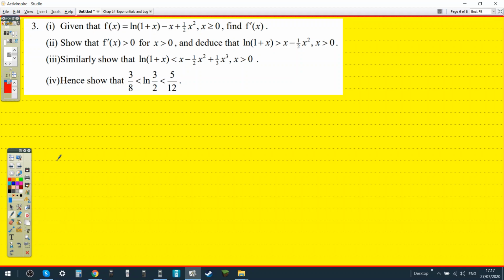Okay, ln 1 plus x. I think that's just 1 over 1 plus x, but I might be wrong. Yeah, I think so. Minus 1 plus 2x. 2 times a half. Oh, 1 plus x. Yep. Okay, that's it. Didn't seem very hard.